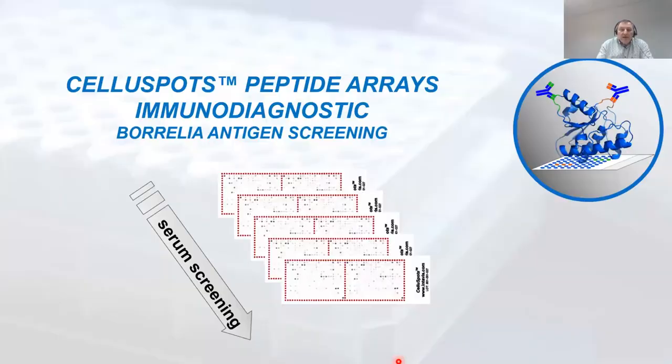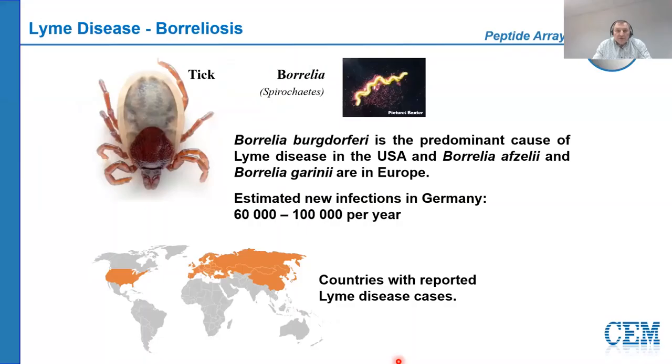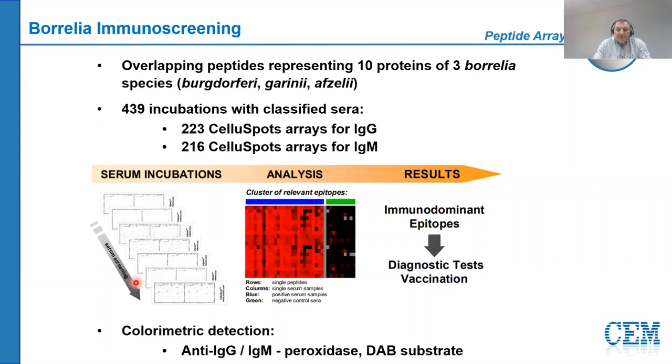Immune diagnostics is another important part, especially when it goes into food allergens. Here we have a study of Borrelia. This is a predominant cause of Lyme disease in the US and Europe. The estimated infection in Germany is 60,000 to 100,000 per year. And again, a large number of serum incubations from different patients, and computer analysis reveals the binding sites to these arrays.